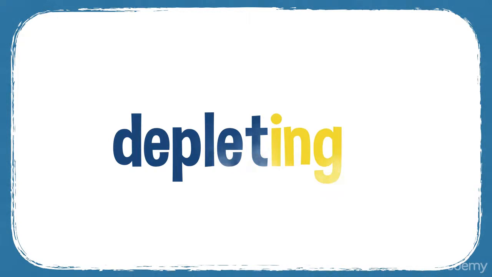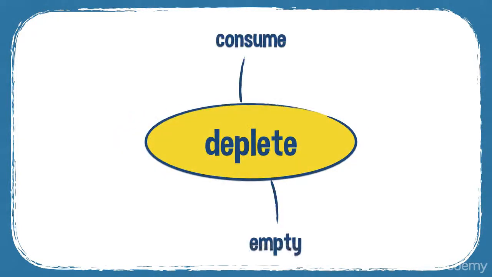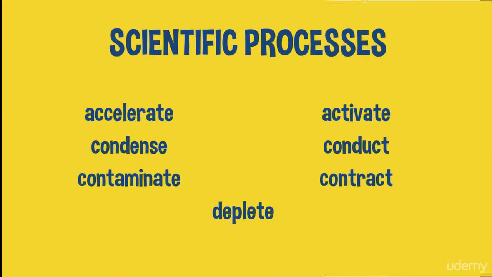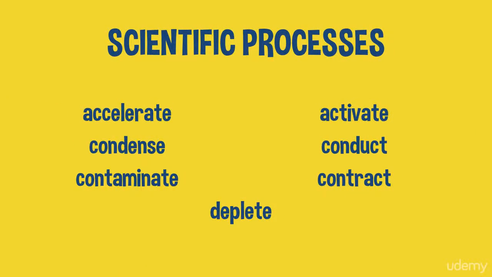So depletes is one of the forms: depleting, depleted, and depletion is the noun. So here are some synonyms for deplete: consume and empty, use up, diminish, reduce, and drain. So there are your 7 words for scientific processes: accelerate, activate, condense, conduct, contaminate, contract, and deplete.